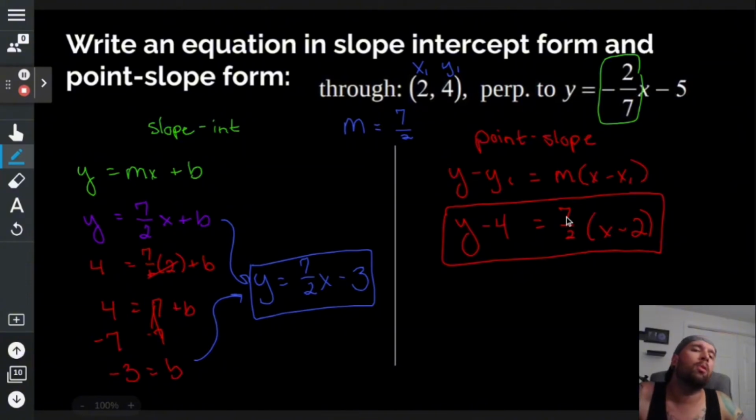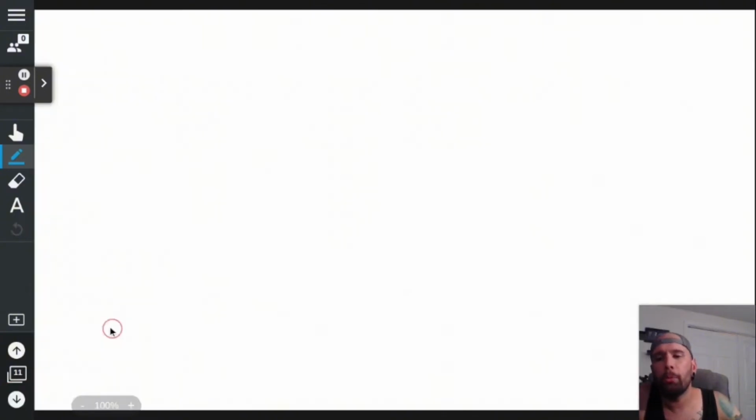If I distribute 7 over 2 over there, that would give me negative 7. If I add 4 to both sides, adding 4 to negative 7 gets me negative 3. These 2 are the same. Trust me.